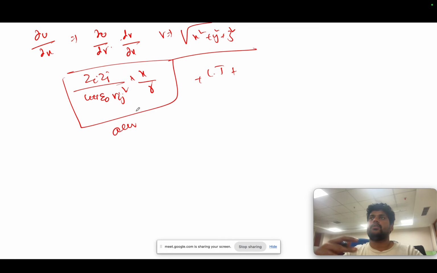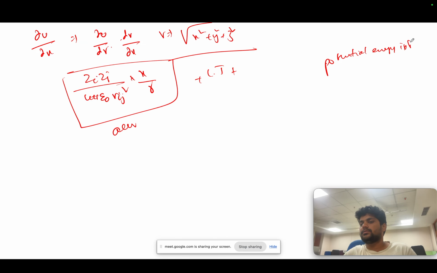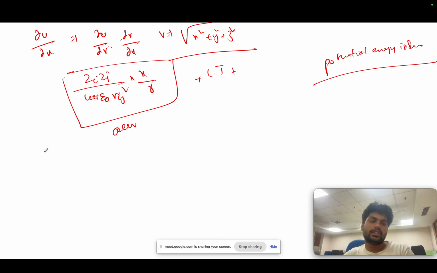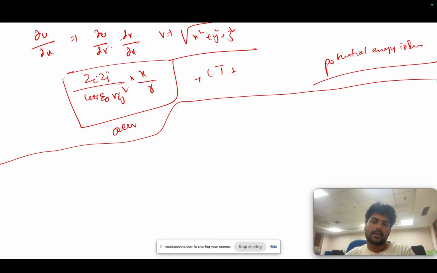If you run for long enough you will understand these terms. So that's why the potential energy is important here, because from the potential energy you will get the acceleration, from the acceleration you will get the velocity, from the velocity you will get the new coordinates. So any doubts in this?